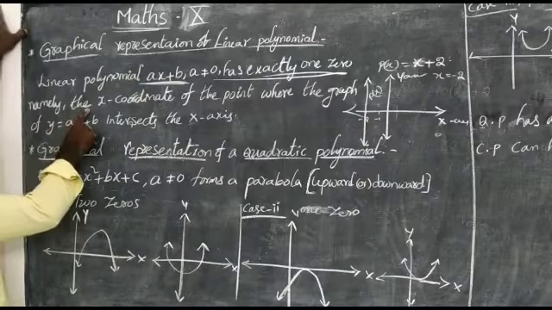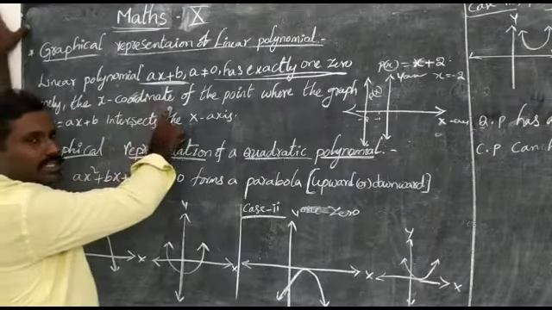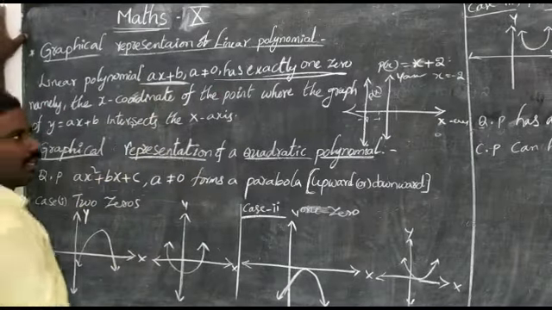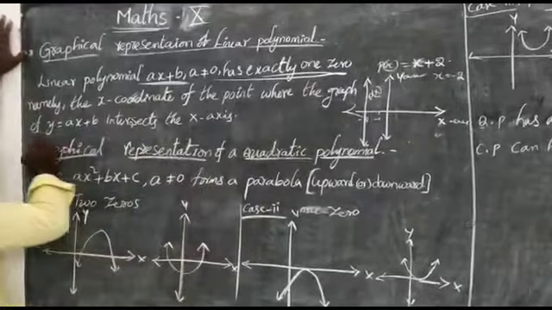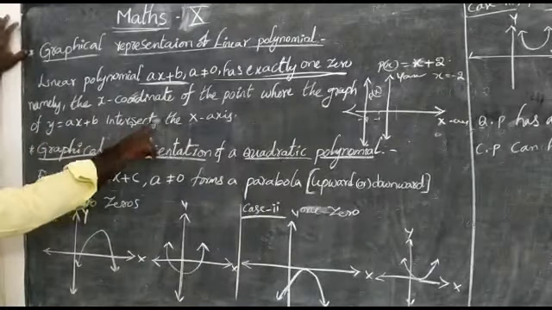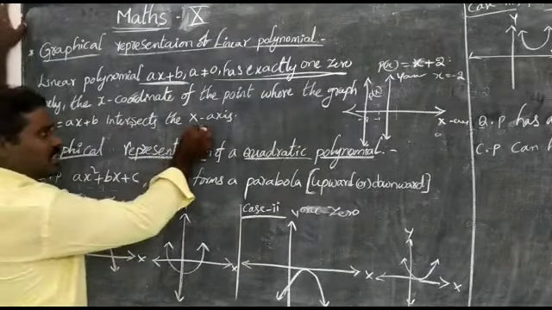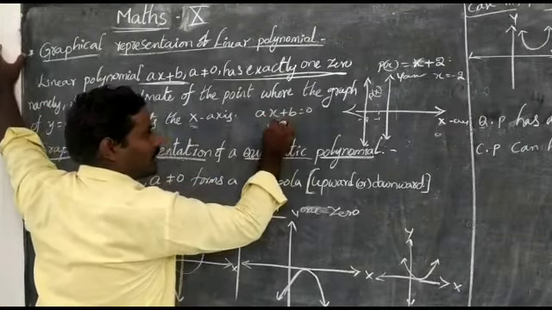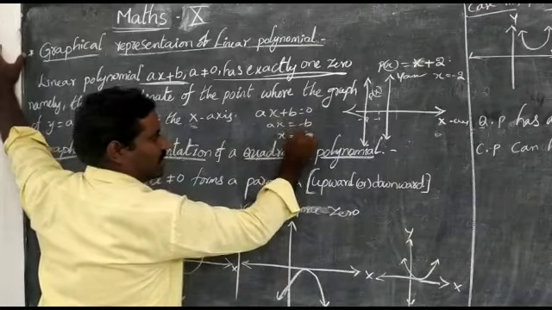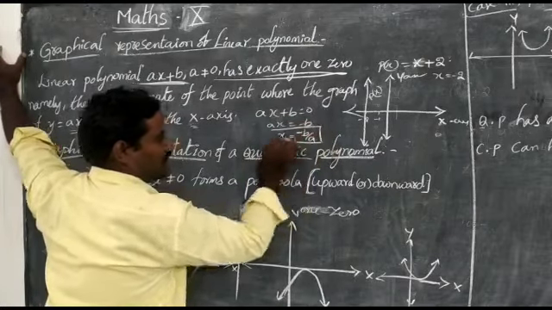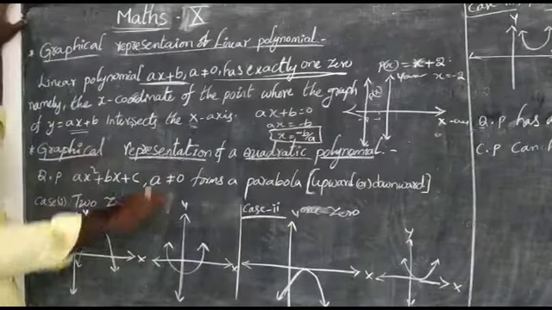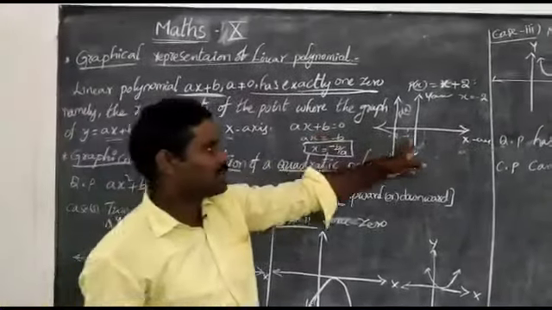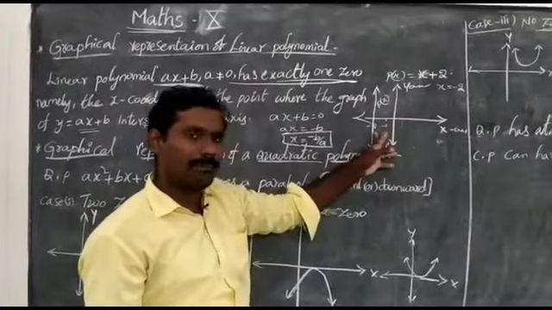Namely, the zero of the polynomial is the x coordinate of the point where the graph of y equal to ax plus b intersects the x-axis. Where it intersects, ax plus b equal to 0, ax equal to minus b, x equal to minus b by a. At x equal to minus b by a, the graph intersects the x-axis. Now the graph representation is like that. In this case, the graph intersects at minus 2.